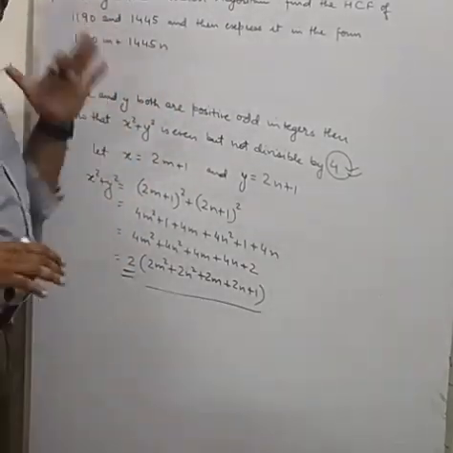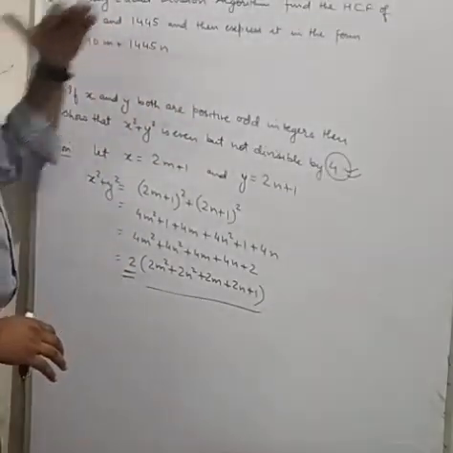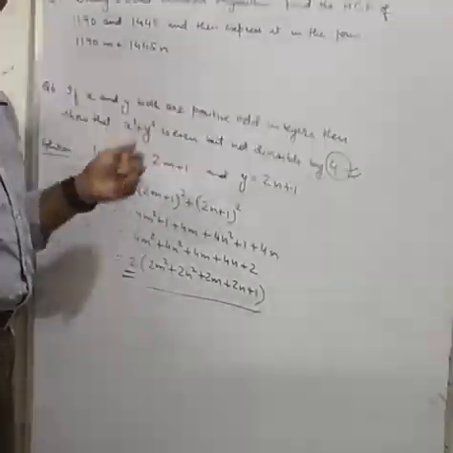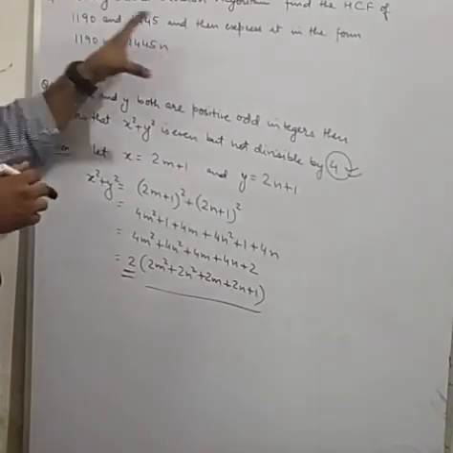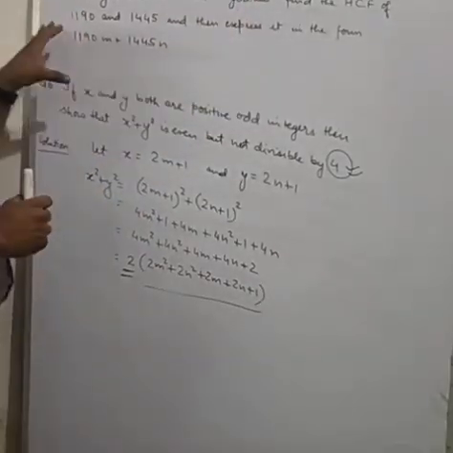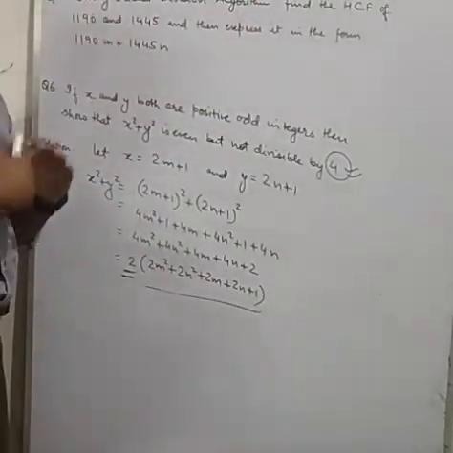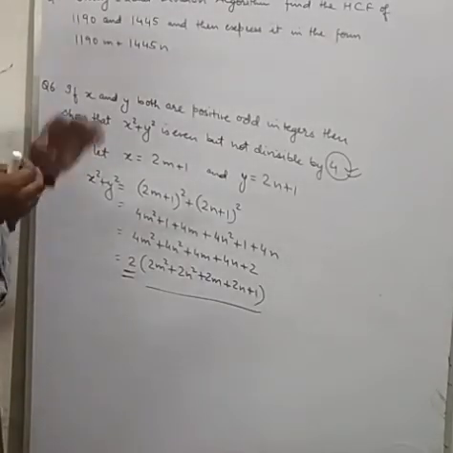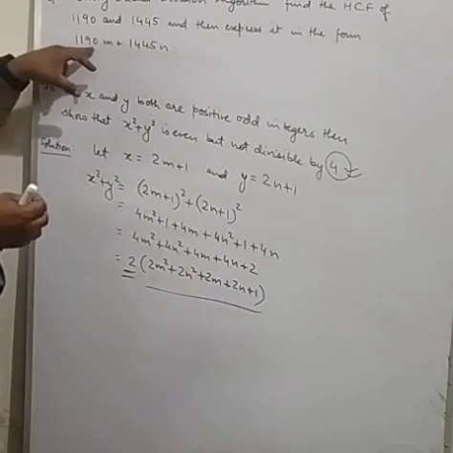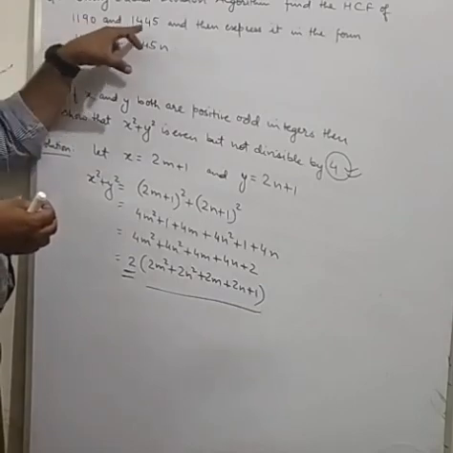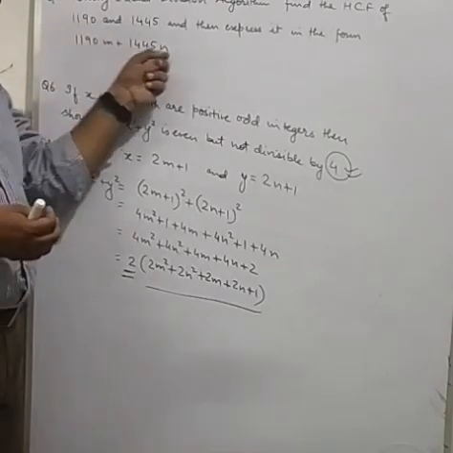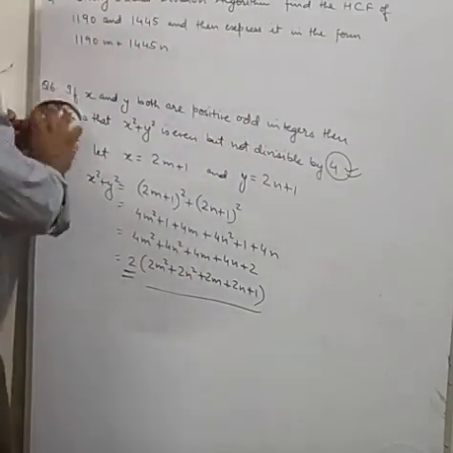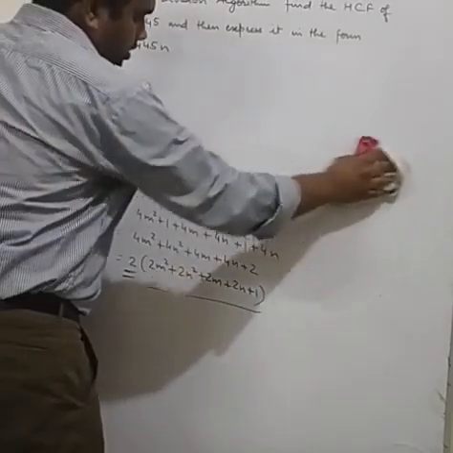So many questions of this type you will find in different books, R.S. Agarwal, R.D. Sharma, even some other books. Now, how to solve this question? First of all, using Euclid division algorithm we will find the HCF, and after that I'll show you how to express the HCF of these two numbers in this form. For this, I'm going to rough out the solution.